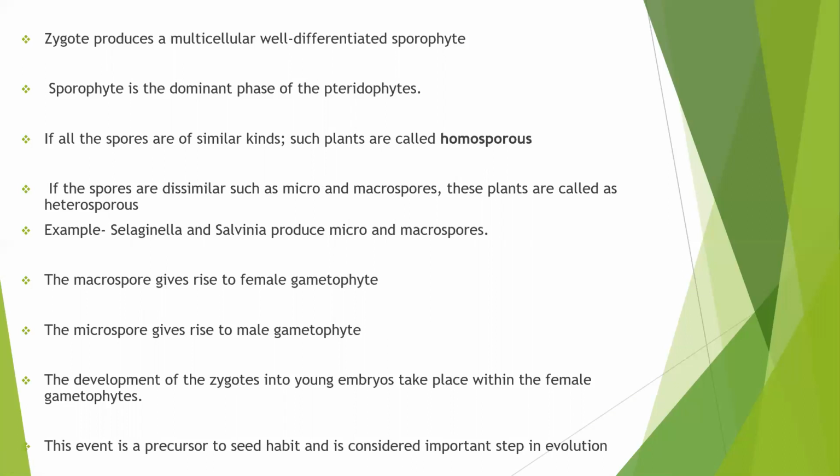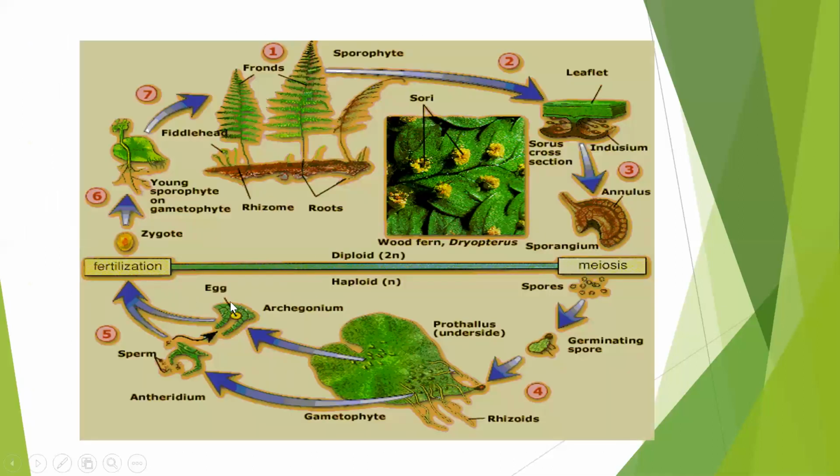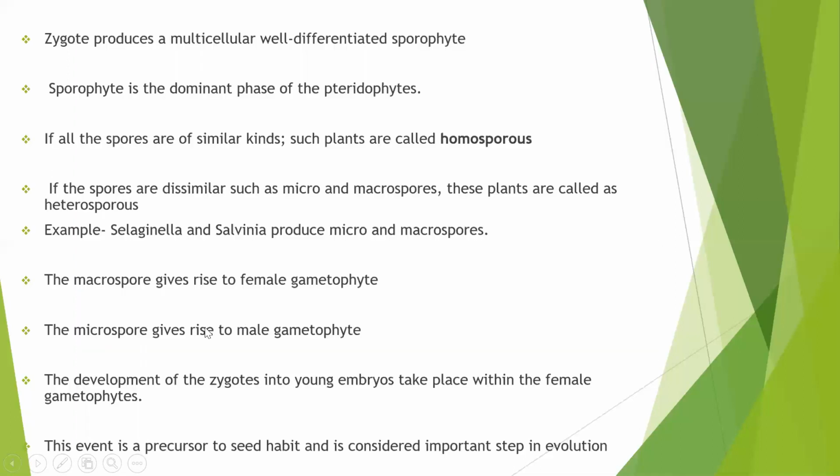Macrospore, sorry, gives rise to female gametophyte, and microspore gives rise to male gametophyte. Now you have seen that the zygote develops into a young embryo inside the female gametophyte. This event is a precursor of seed habit, and it is considered a step of evolution.